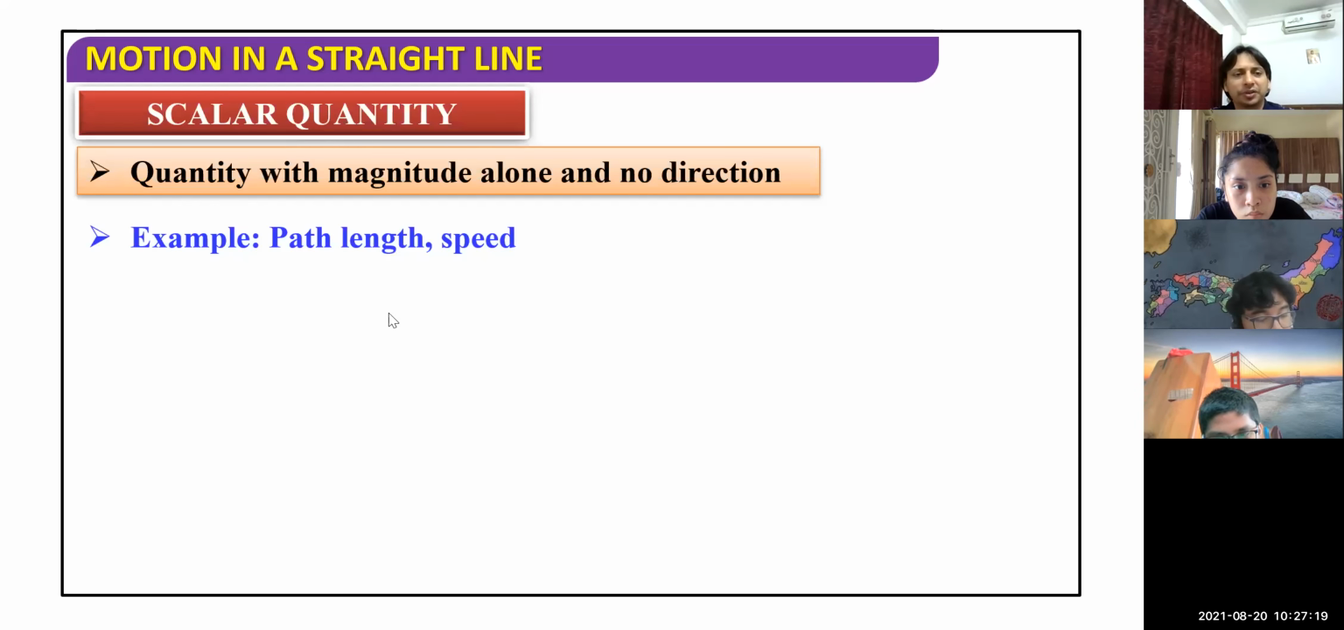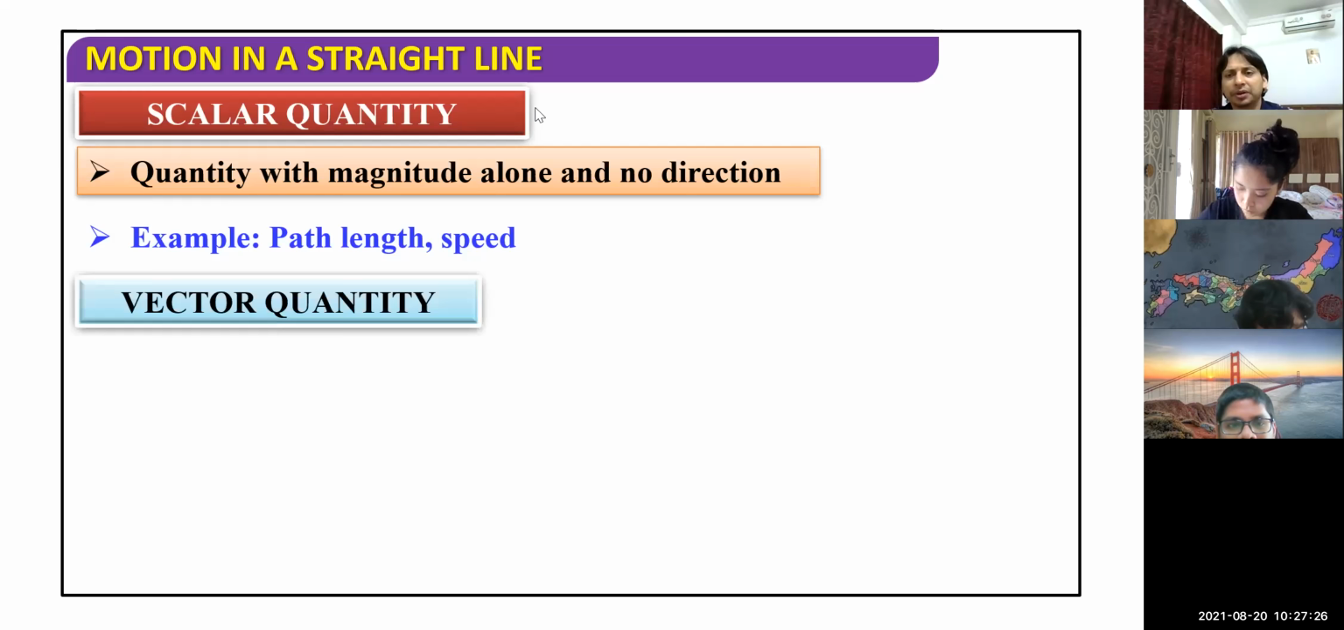I think this topic, scalar and vector, we will begin in our next class, children. Then let me stop this class here and pause this.